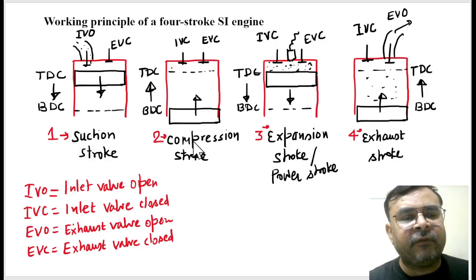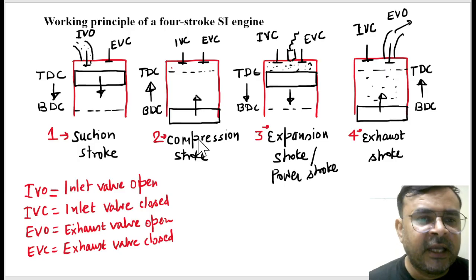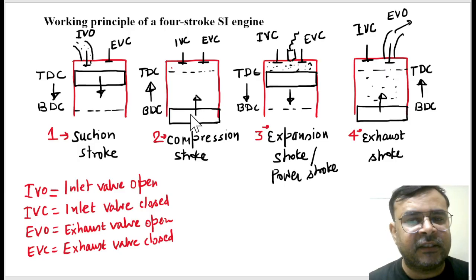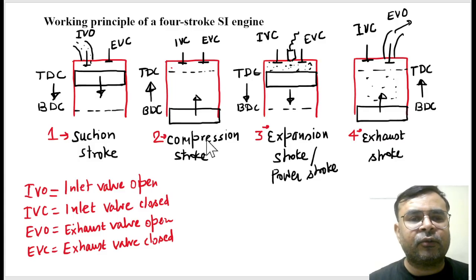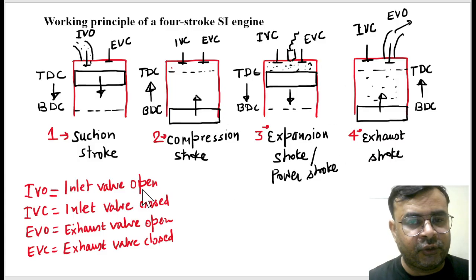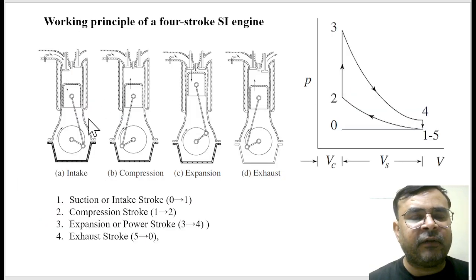And similarly, when your piston is approaching from BDC to TDC, and in this condition the inlet valve and exhaust valve are both closed, then the air fuel mixture gets compressed. So this is called the compression stroke. And similarly, you can explain the expansion and exhaust strokes also. Is it right? So this is all about the working principle of the SI engine. So you can see here.